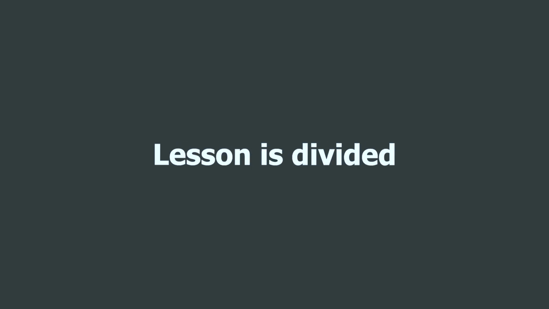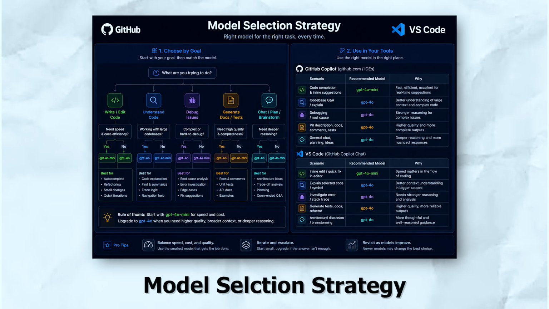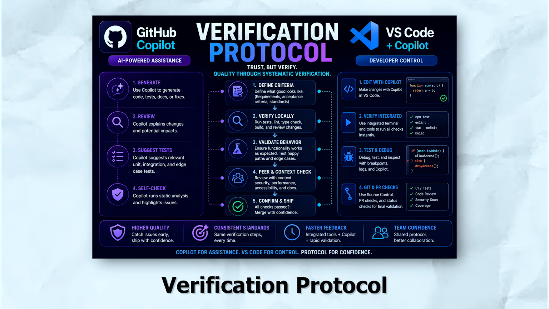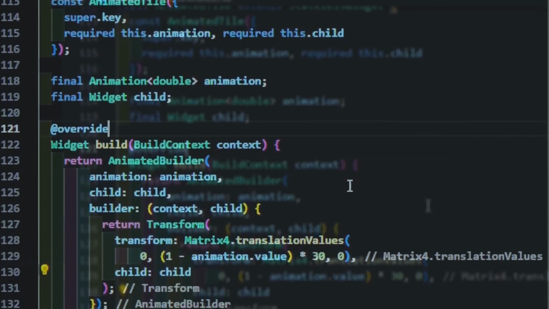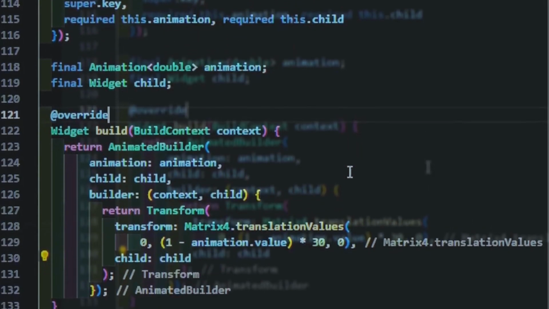This practical lesson is divided into three parts. Part 1 talks about the model selection strategy. Part 2 is refactoring, and part 3 talks about the verification protocol. So let's move to part 1. Not all prompts require the same level of intelligence.